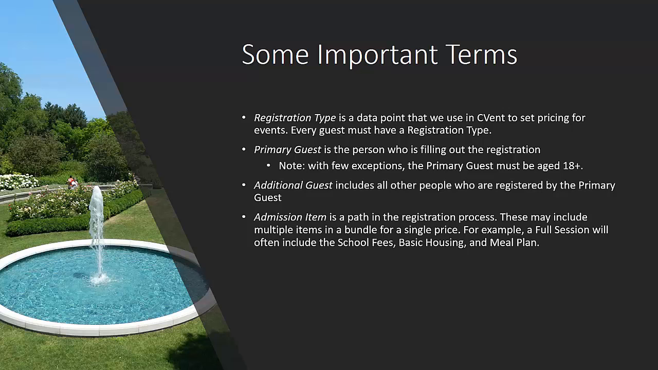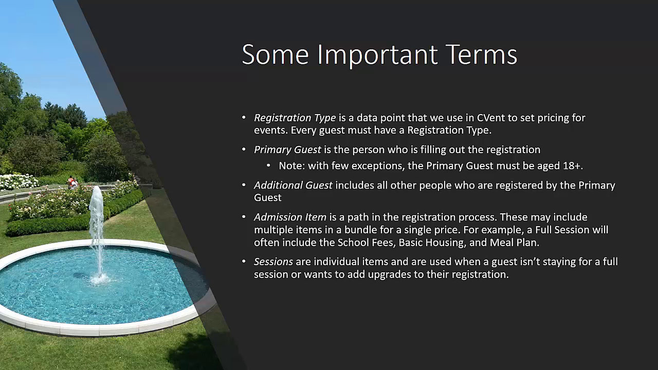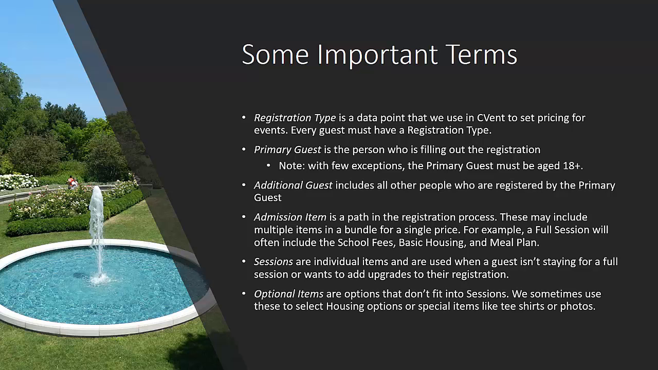An admission item is a path in the registration process. An admission item may include multiple other items in a bundle for a single price. For example, a full session will often include the school fees, basic housing, and a meal plan. Sessions are individual items and are used when a guest isn't staying for a full session or wants to add upgrades to their registration. Optional items are options that don't fit into sessions, and we sometimes use these to select special housing options or special items like t-shirts or photos.